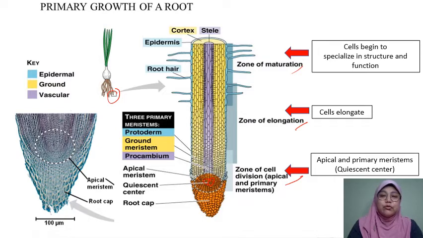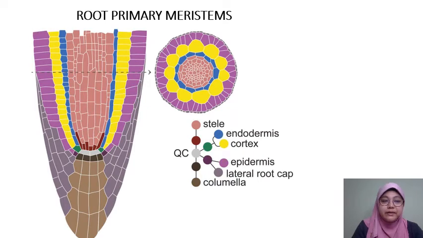Then we have the zone of maturation. So here cells begin to specialize in terms of their structure and function. In this root region, the three tissue systems produced by the primary growth complete their differentiation and their cells becoming functionally mature. The three primary meristems give rise to the three primary tissues of roots.